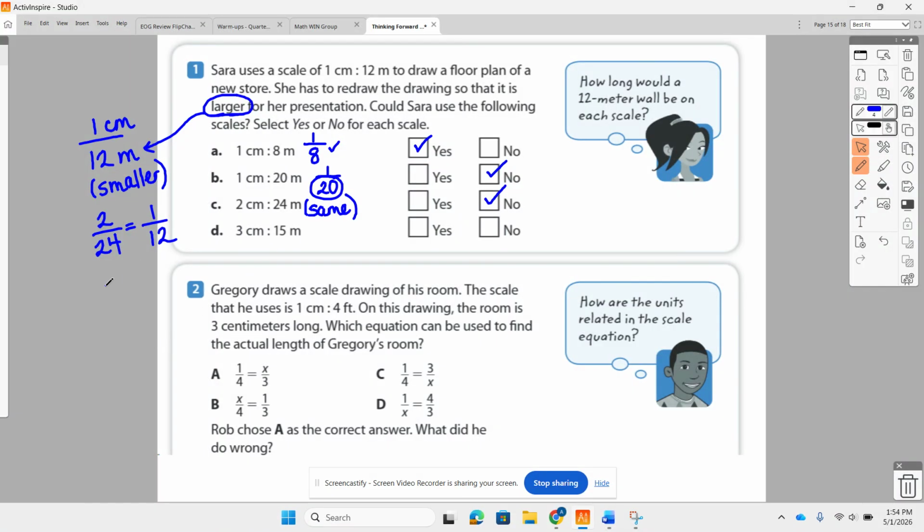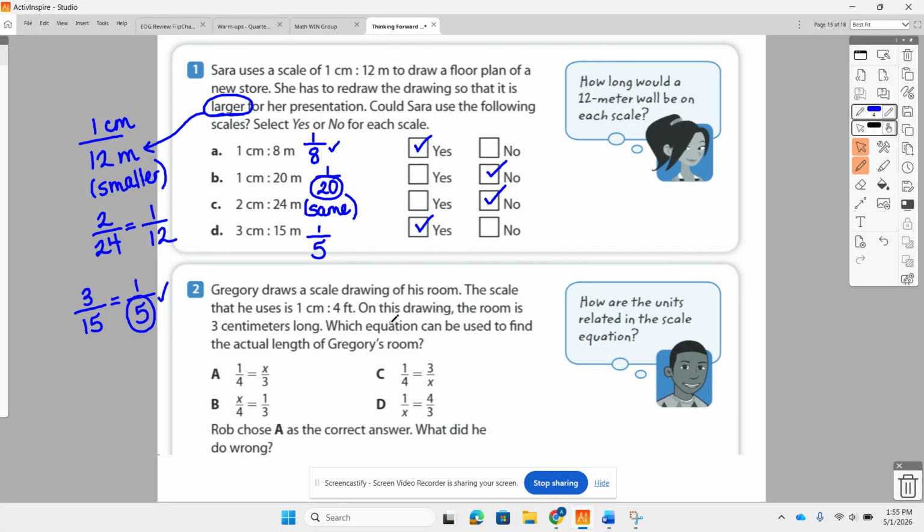Okay, the next one is 3 to 15, which we need to simplify. So 3 over 15 is the same as 1 over 5, 1/5. So that one, kind of like letter A, is going to appear to be larger because our fraction denominator has gotten smaller. So 1/5 is also a yes.